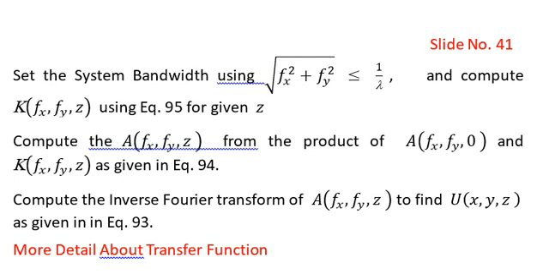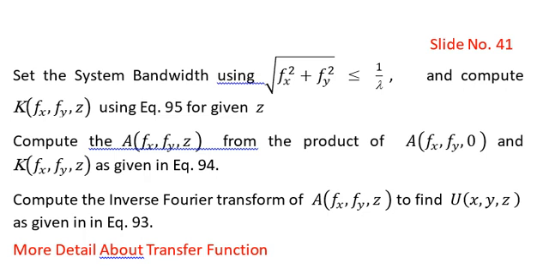The second step is to set the bandwidth using the square root of fx square plus fy square less than or equal to 1 over lambda, and compute the transfer function capital K at fx, fy, comma z using equation number 95 for a given z. Compute the angular spectrum A at the position z, that is A of fx comma fy comma z, from the product of the initial angular spectrum and the transfer function of the free space propagation phenomena using equation number 94.